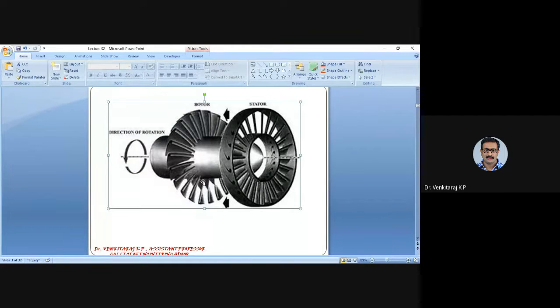This is rotor blades in a set, this is stator blades in a set, and this is one stage. You can see similar stages will be fixed in series.